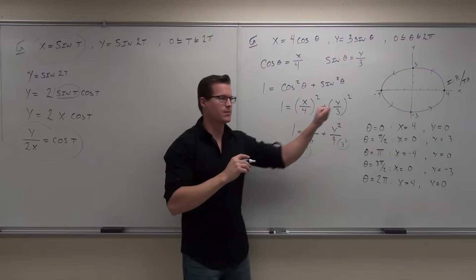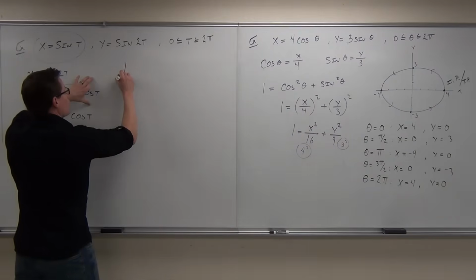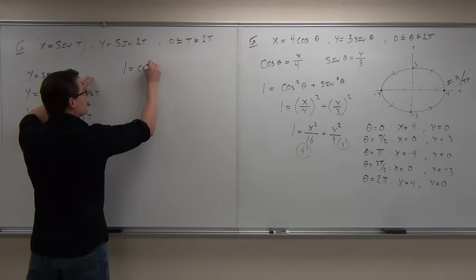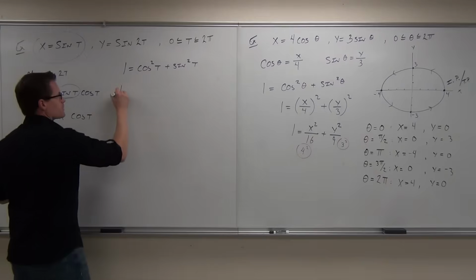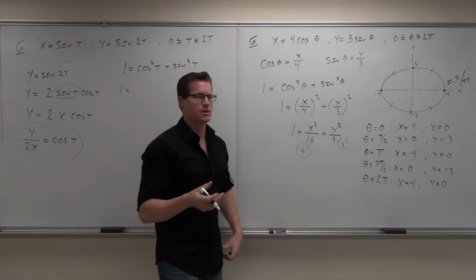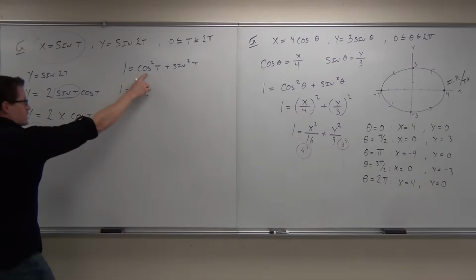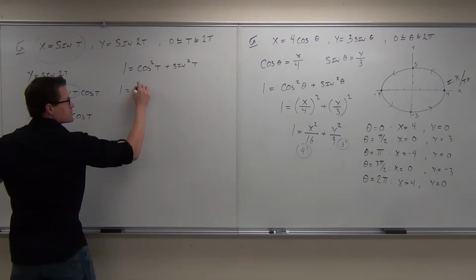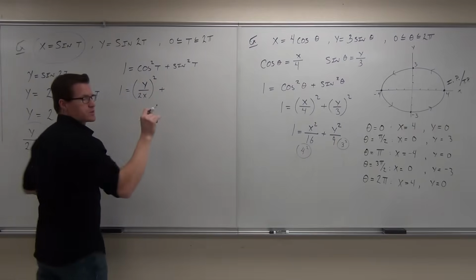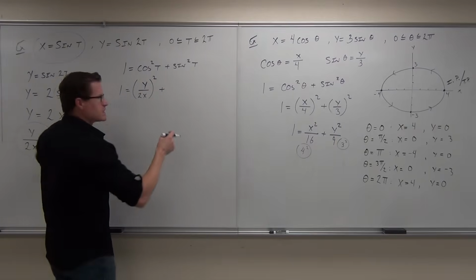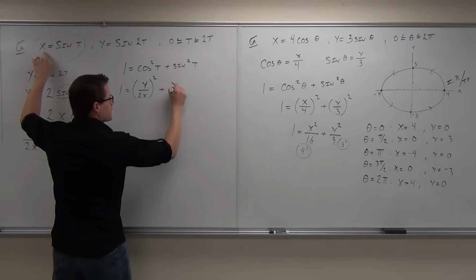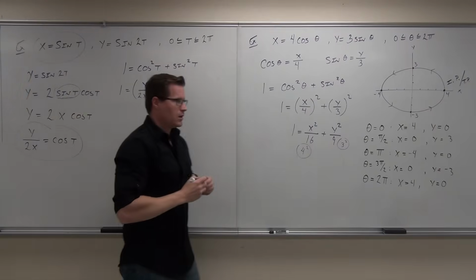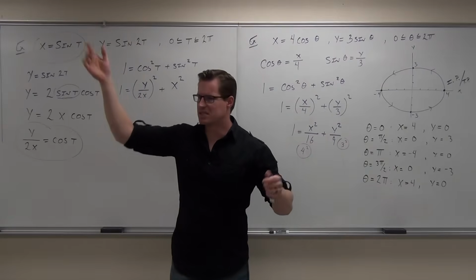Now let's use that identity. If we have 1 equals cosine squared t plus sine squared t. Stick with me here, folks. Do I have an expression for cosine t? Y over 2x. Okay, so if cosine t is y over 2x, then cosine squared t is y over 2x squared. Plus, do I have an expression for sine t? Yes. That was the easy one. That was given to us. So if sine t is x, then sine squared t is x squared. Show of hands, feel okay with it so far? All right, let's continue working then.